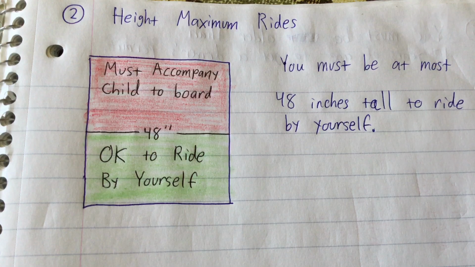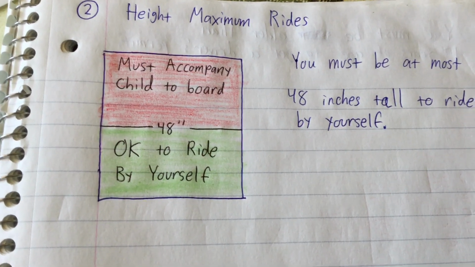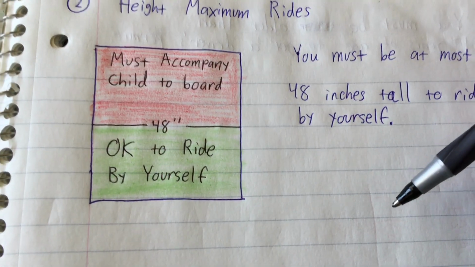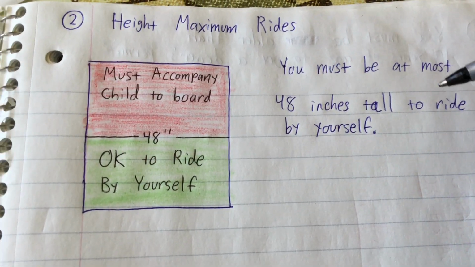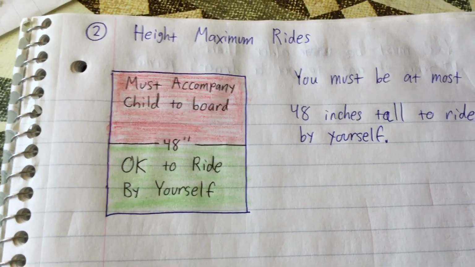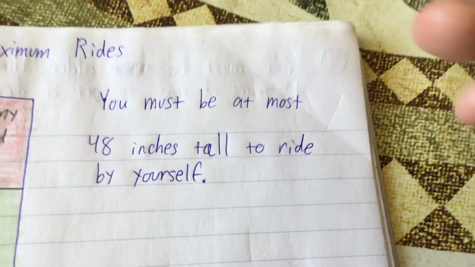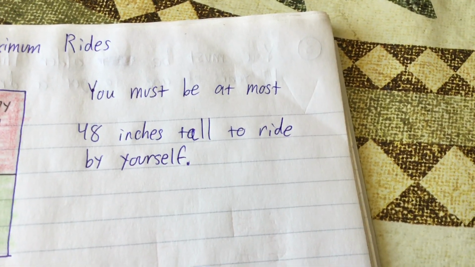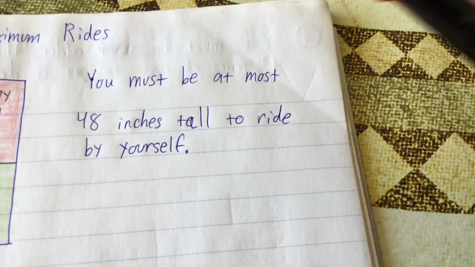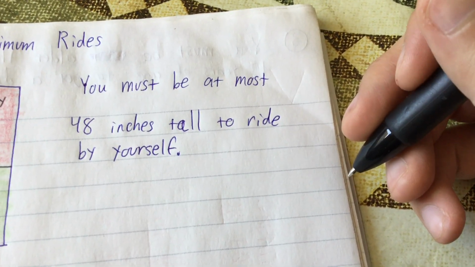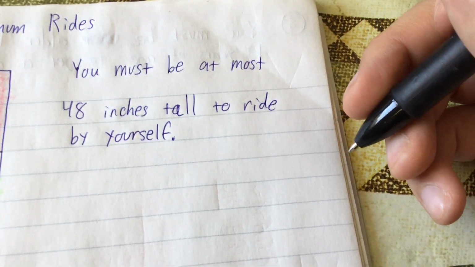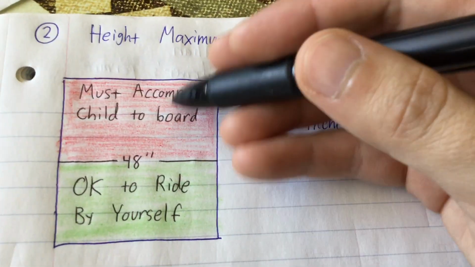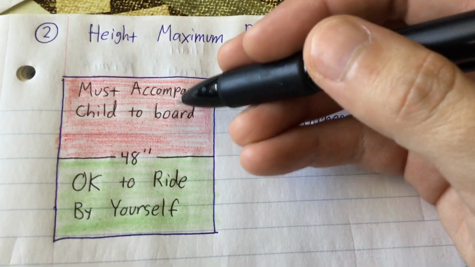But the idea is, if you have a child with you, they need to be taller than 48 inches to ride with an adult. But let's just phrase it as you, the teenager, or the grown adult. You must be at most 48 inches tall to ride Dumbo by yourself. No child, just you. So if you're not with your son or daughter or niece or nephew, and you're taller than 48 inches, you cannot ride Dumbo by yourself.